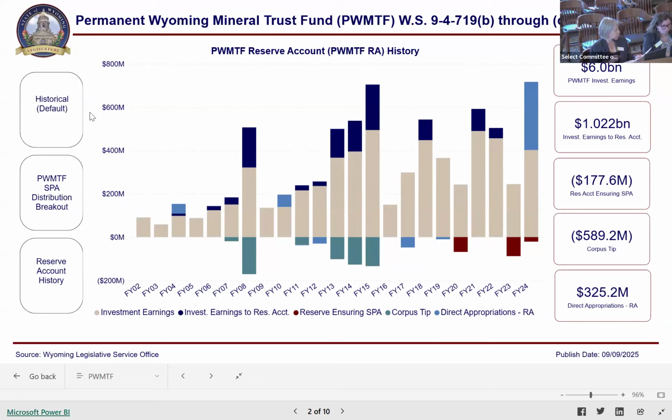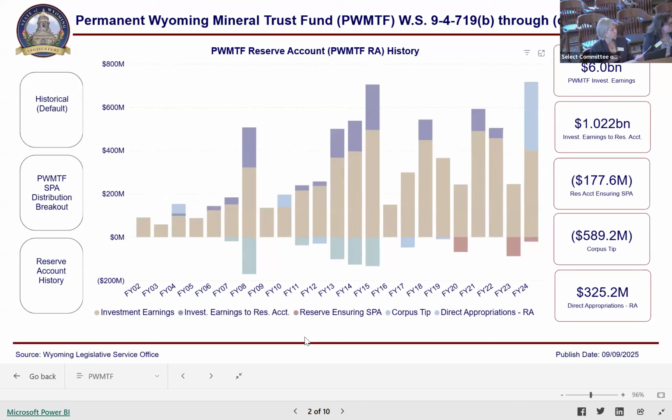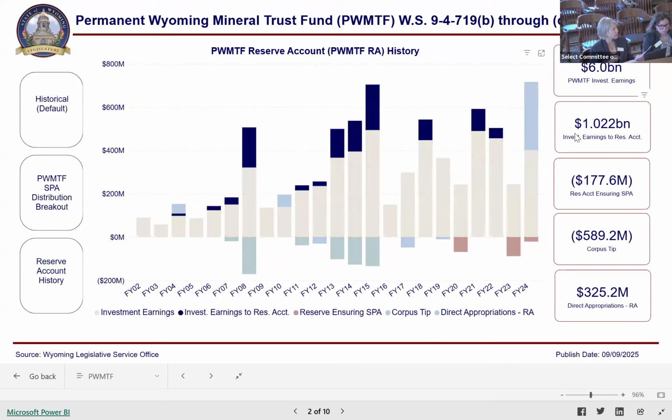And so just looking at those cards, starting out, we had $6 billion in investment earnings over this time frame from the PMTF. Most of that went out for spending, but there was $1.022 billion that was in excess of spending, and it went to the reserve accounts. We had $177 million going to support spending from the reserve account in 3 different years.